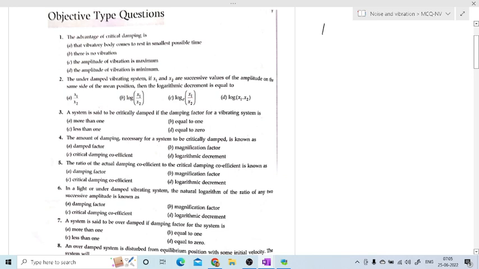So before going to that, I want to show one graph. Suppose I plot displacement with respect to time for damped vibration, then this graph will be of undamped vibration. This is of undamped. Then this will be for critically damped, and this will be for over damped.